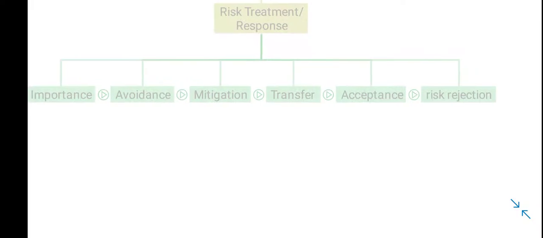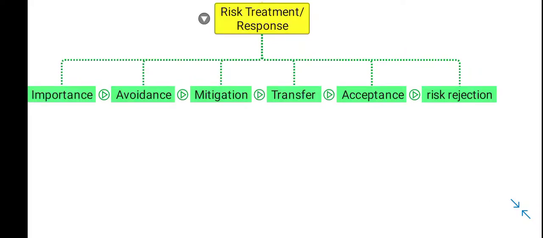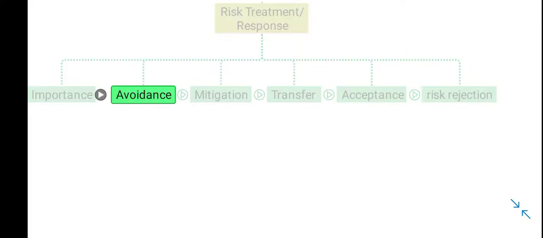Now, there are different strategies. The first one is the avoidance of risk, then is the mitigation, then risk transfer, risk acceptance, and risk rejection, which is actually not a recommended one.